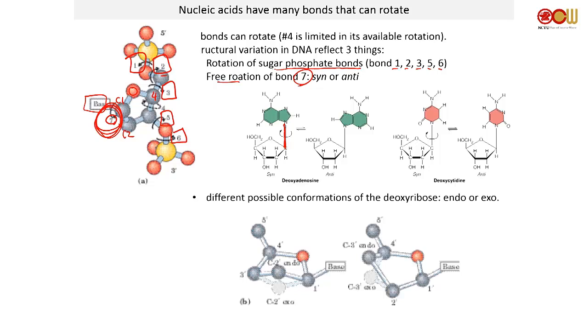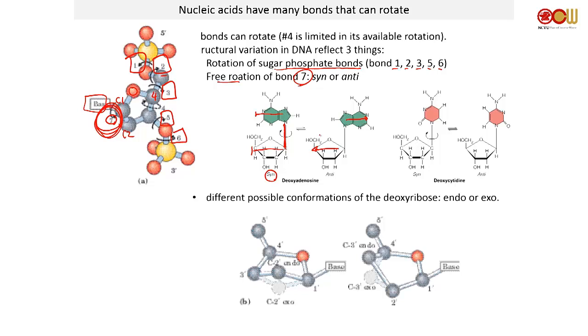The rotation generally has two forms. We have a syn structure or the anti structure. Syn means the face of the base is facing the sugar ring. Anti means the face is facing the opposite direction. Obviously, which one is more stable? Anti is more stable, because it's away from the sugar. You have fewer sterics, so it's happier that way.